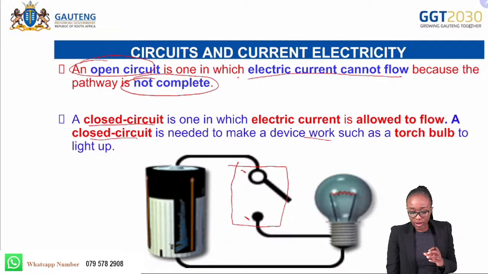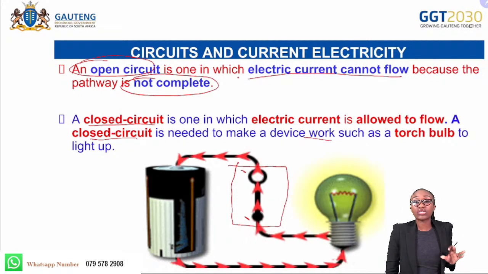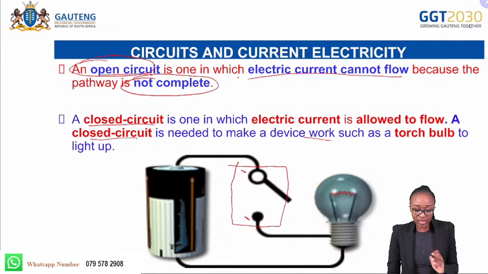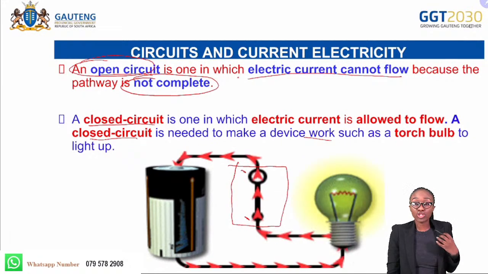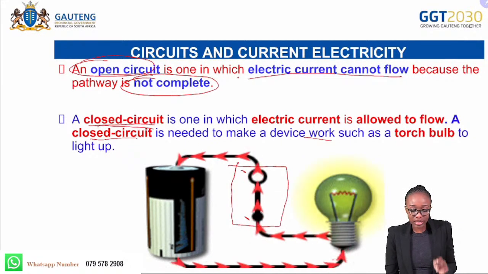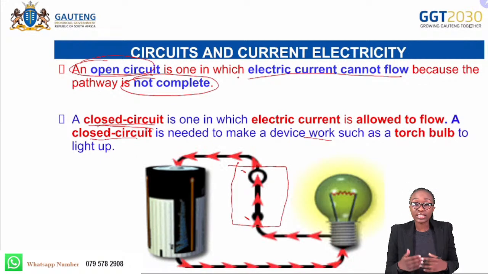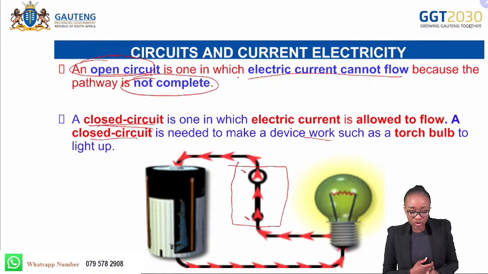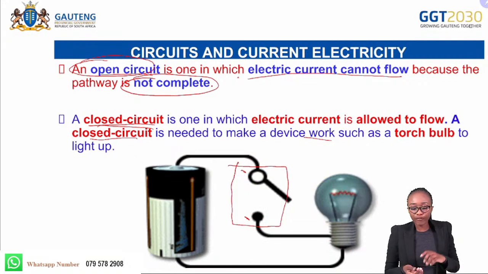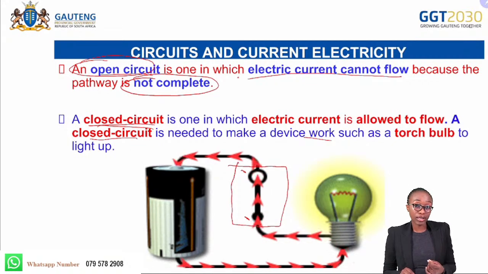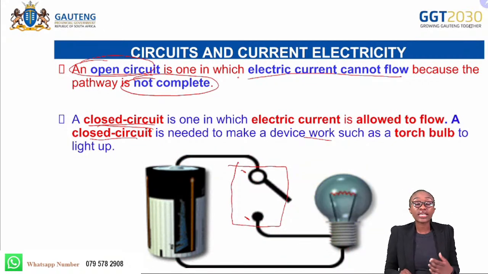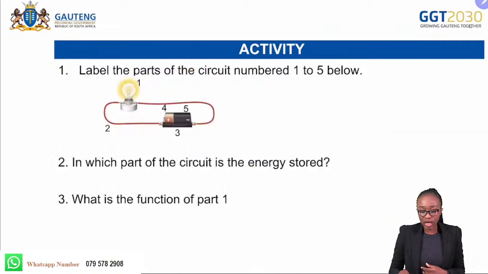Just look at when the bulb switches off, it's because there is an open circuit. When the bulb switches on, it means the circuit is now closed and current is able to flow. Those arrows are representing the flow of electric current.